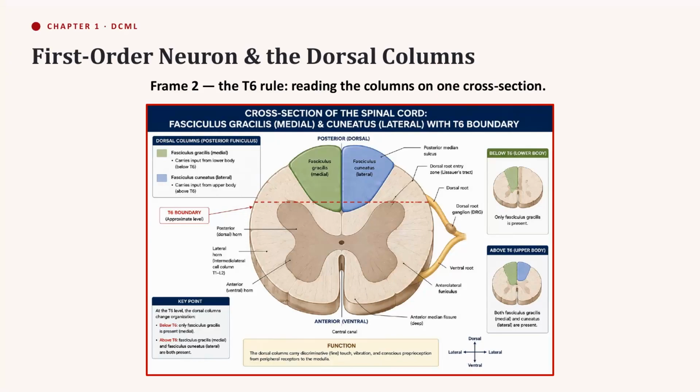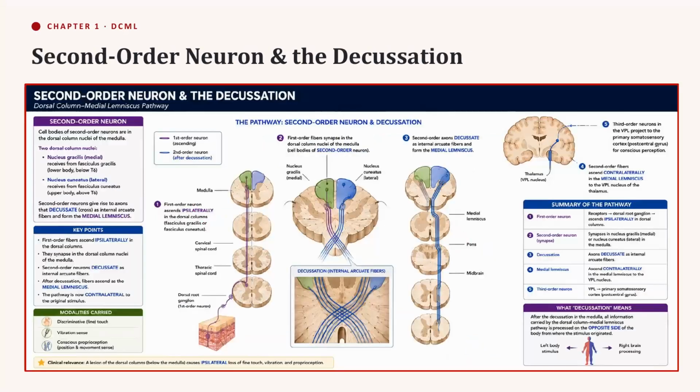Next, the neuron reaches the medulla, hands off to the second-order neuron, and we watch it cross. This is the crossing, and it is the hinge of the entire pathway, so slow down here with me. On the last two slides, the first-order neuron climbed the dorsal column ipsilaterally and reached the medulla. Now it finally synapses, and the second-order neuron takes over. Follow the numbered path across the center.